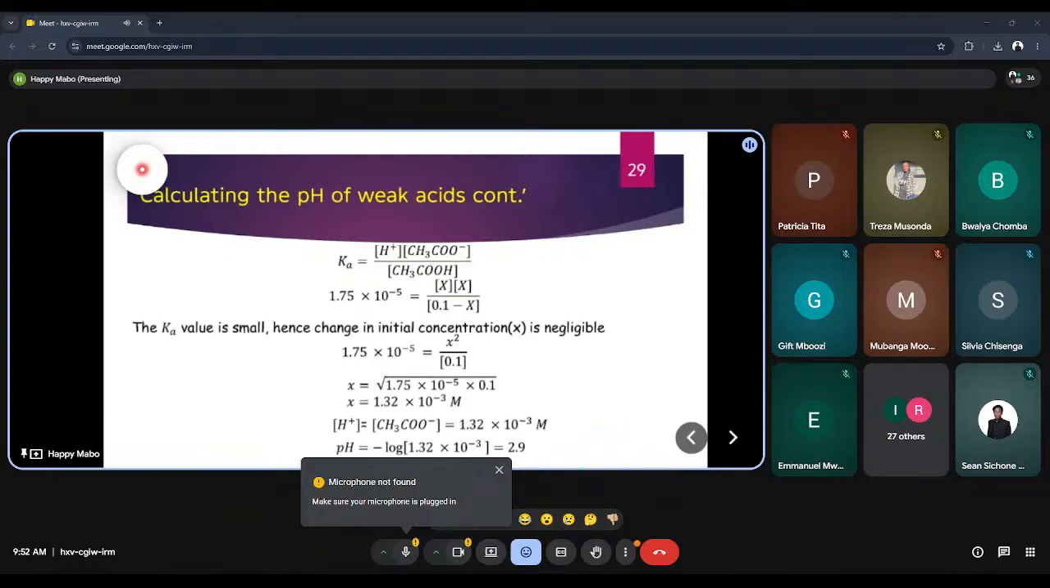So you assume the denominator to simply be equal to the initial concentration, which is going to be 0.1. Then you compute for X. The value of X found here, because the dissociation equation is showing us coefficients of 1 to 1 to 1, is going to be assumed to be equal to the concentration of hydrogen ions. So once you find the concentration of hydrogen ions, then you find the pH.